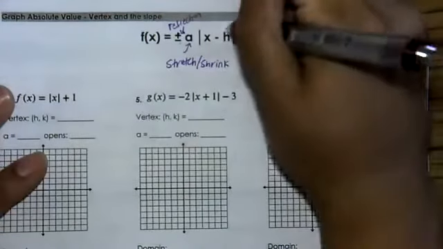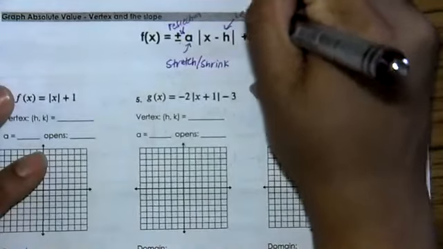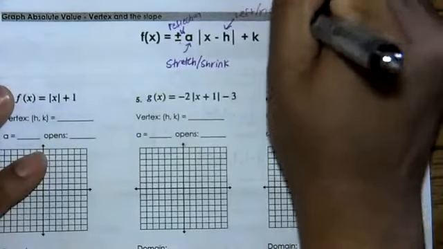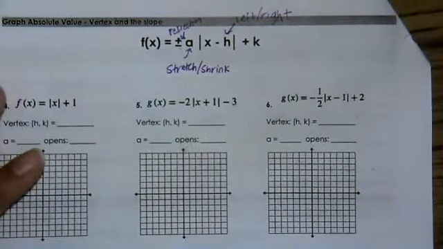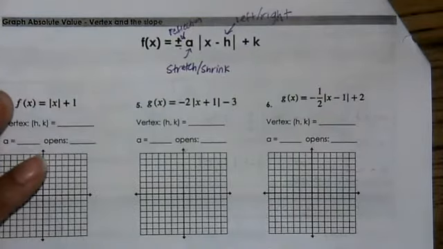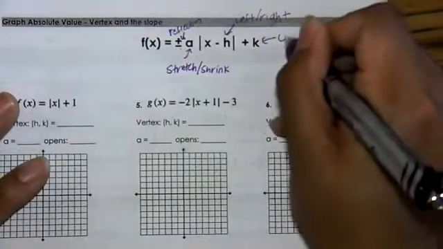And then the H tells you how to move left or right, and it's always the opposite direction. Like if we see a minus sign, we know that means actually going to the right. And then K tells you move up or down.